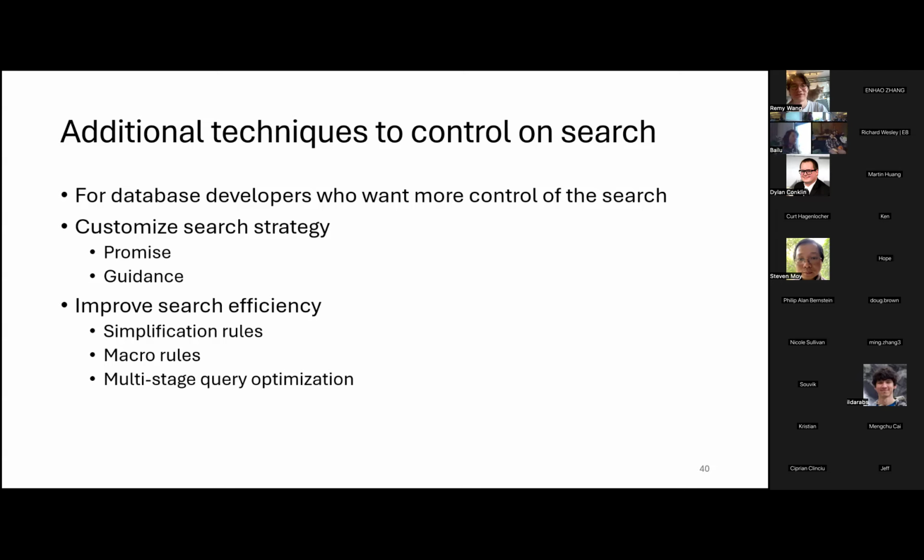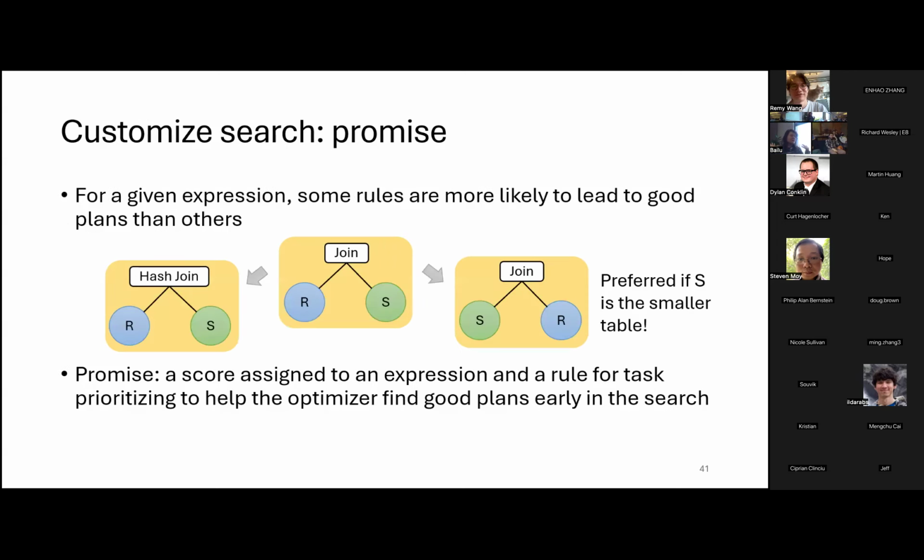Okay. Now let's start with the promise. What the promise is trying to do is that, in some cases, for a given expression, some rules are more likely to lead to a better plan compared to other rules. Assume we have R join S. If we know that S is a smaller table, then it's probably more promising to do the join commutativity to put the smaller table on the build side instead of having a hash join of R S. So in these cases, we want to prioritize some transformations for an expression over others.